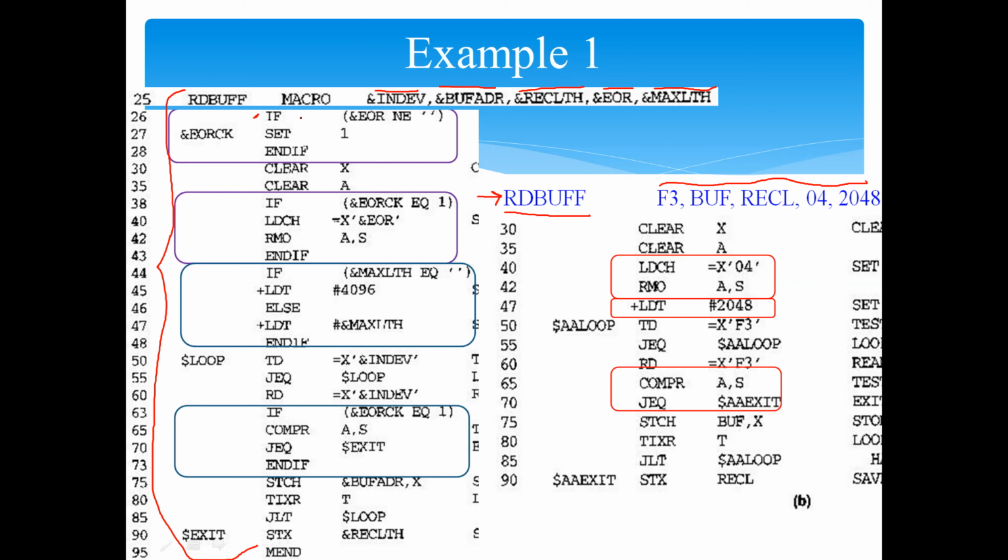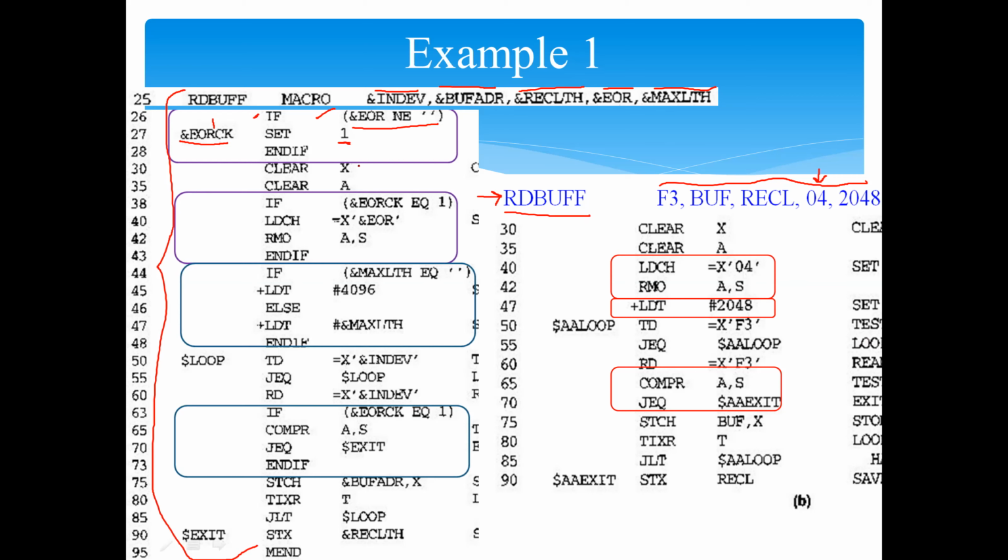The first statement is IF &EOR is not equal to null. So &EOR, what is passed in &EOR? The value passed is 4. So that is not null, right? So this becomes true. EORCK will be set to 1. End of condition. So this is not expanded. The EORCK SET statement is not expanded in the macro expansion. It will only set that variable with whatever value you have given here. That's all. It is not expanded.